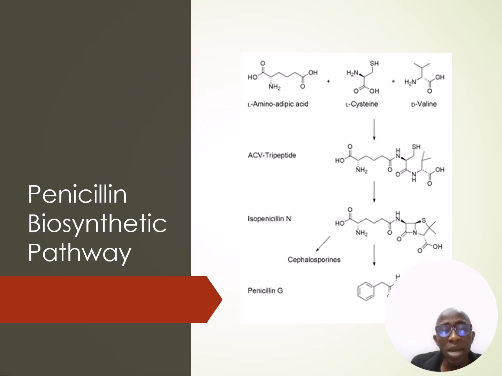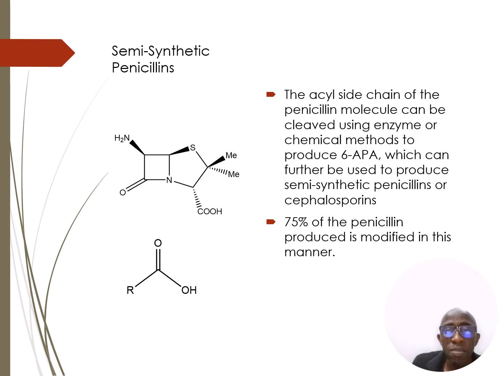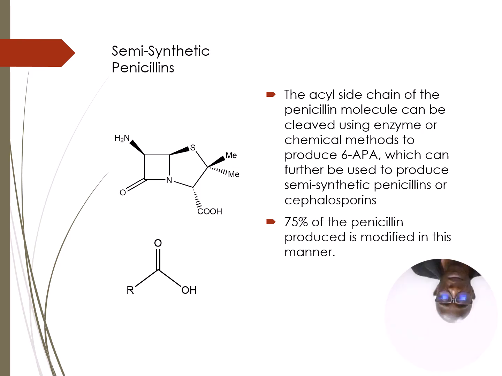So look at the L-aminoadipic acid, L-cysteine, L-valine. This is a basic synthesis in a fermentation medium. So the acyl side chain here of the penicillin molecule can be cleaved using enzymatic or chemical methods to produce 6-APA, which can further be used to produce semi-synthetic penicillin. I've talked about it. Now, 7% of penicillin produced is modified in this manner. So when you cleave this off, you get this.